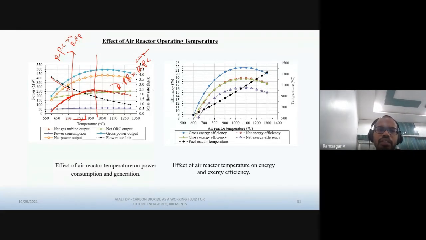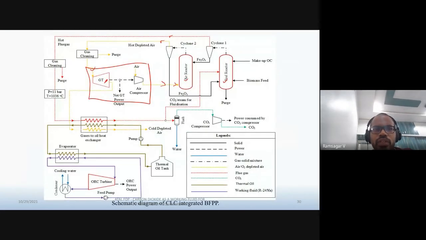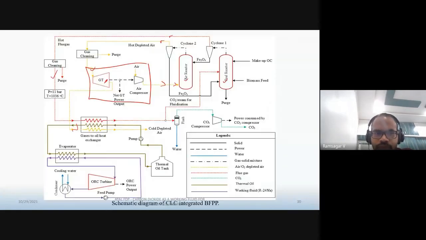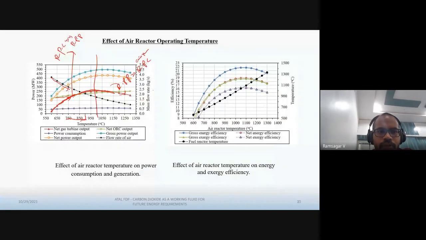Whereas the ORC turbine power output is continuously increasing as we increase the temperature. The flue gases are coming at very high temperature, and this stream may also be at relatively high temperature. So more energy is transferred to the thermal oil followed by the ORC fluid. That's why the ORC power output is continuously increasing.